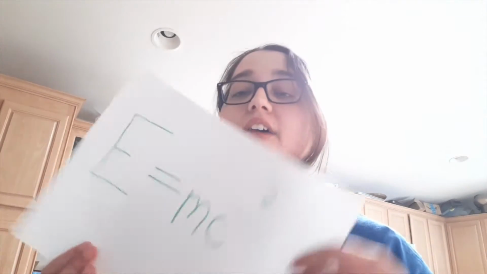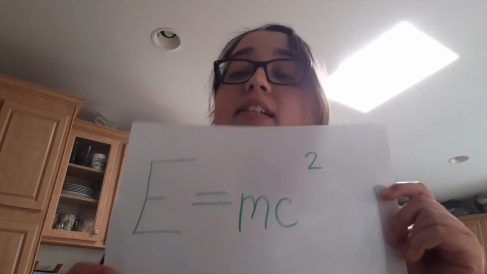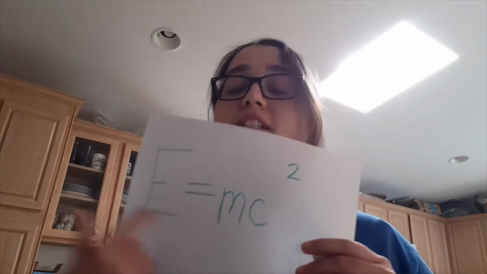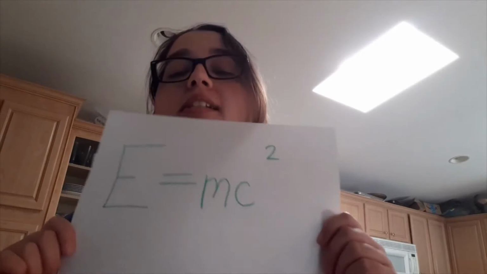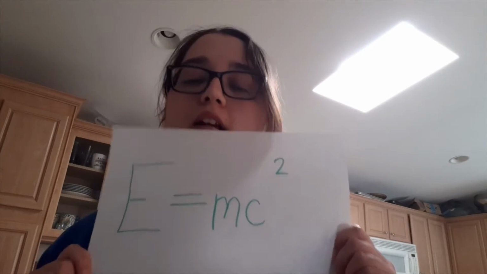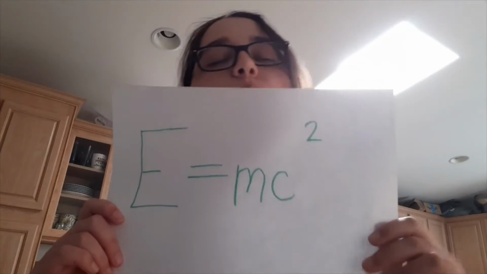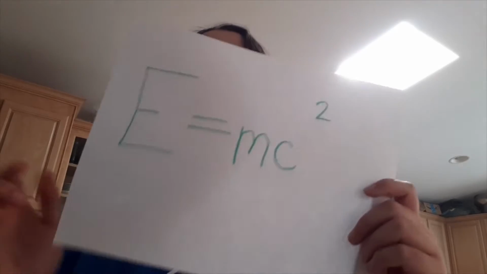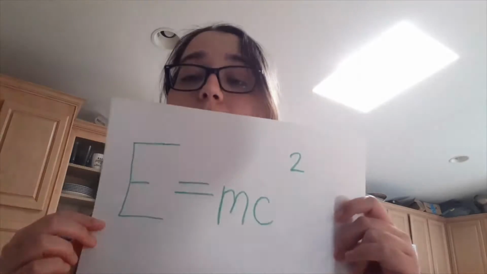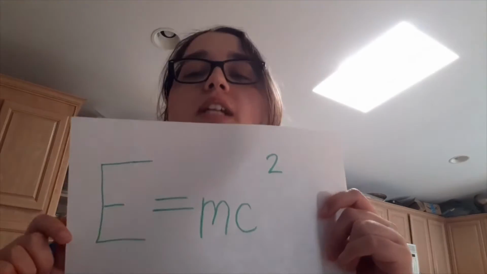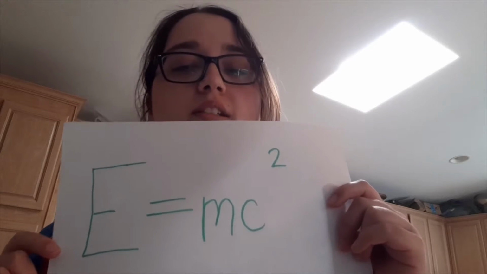You guys have probably seen Albert Einstein's famous equation of E equals mc squared. This equation is famous because it helped us figure out the speed of light. The equation we're going to be using today is way simpler than this, but just so you know, this was Albert Einstein's equation that helped us discover the speed of light.